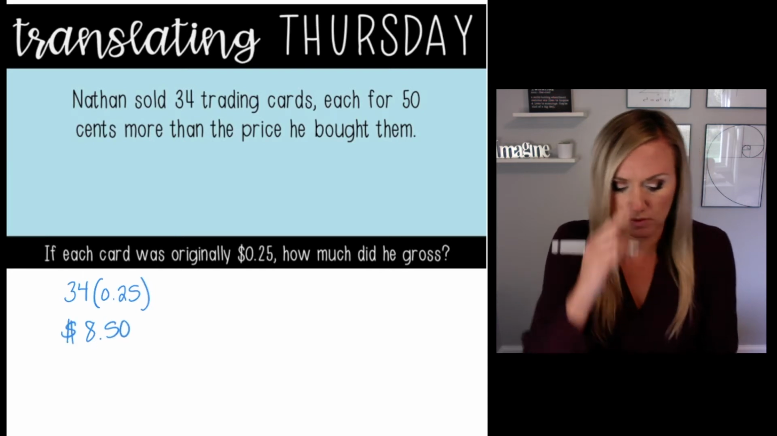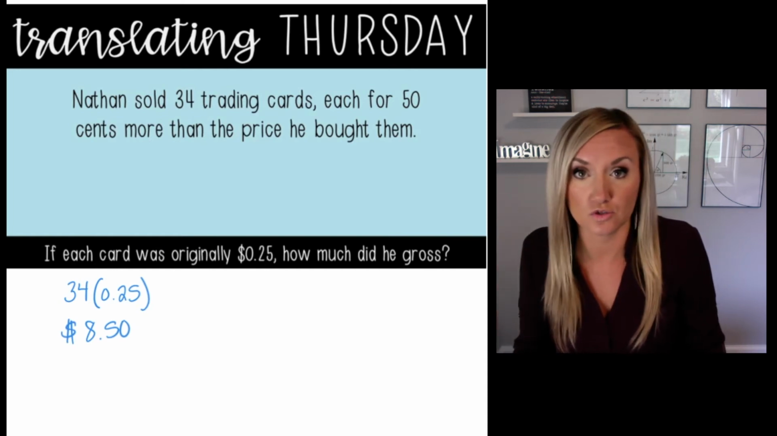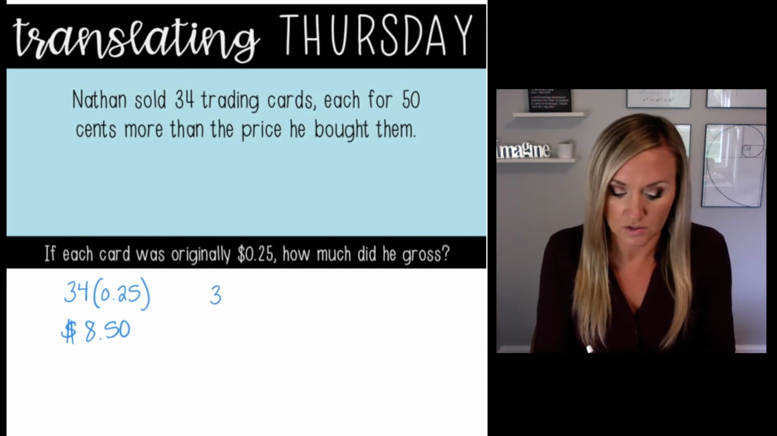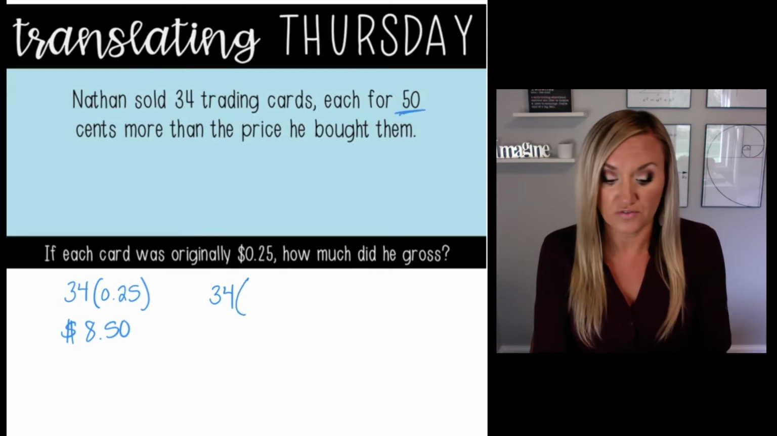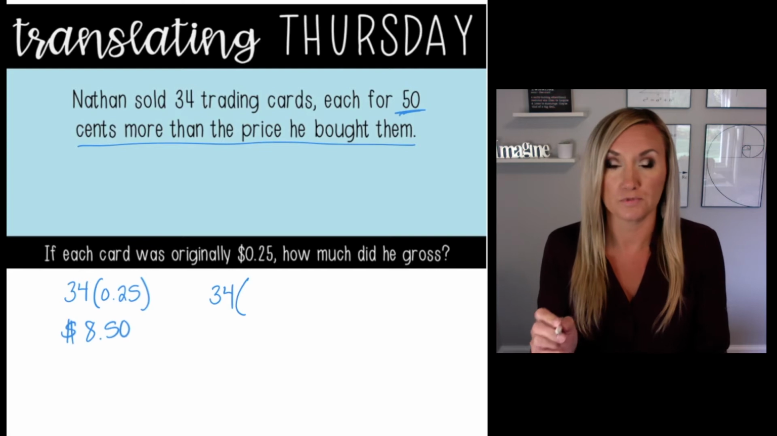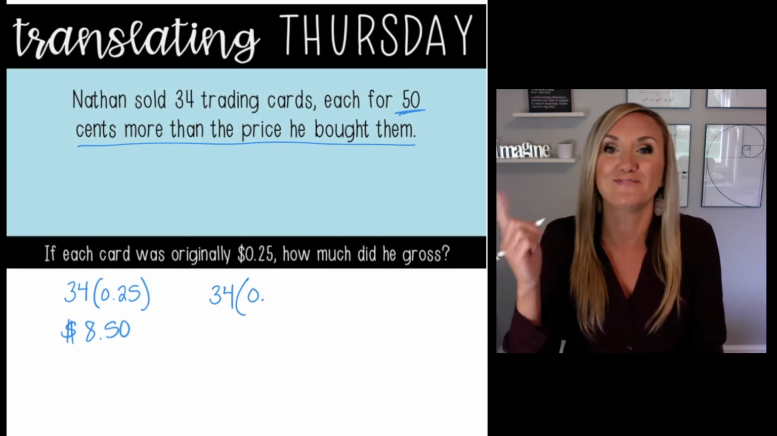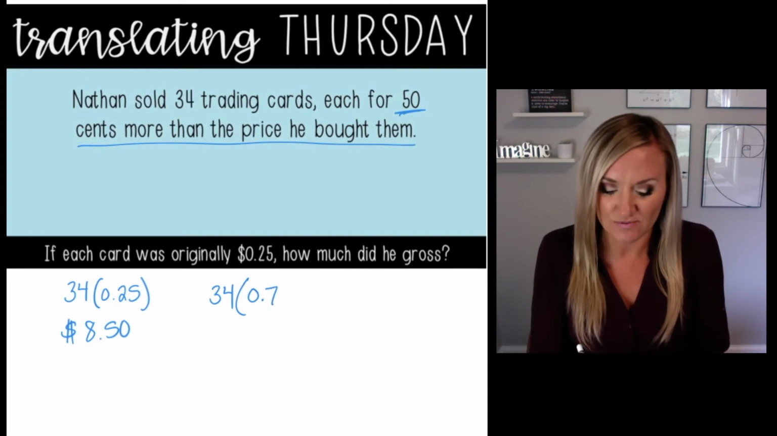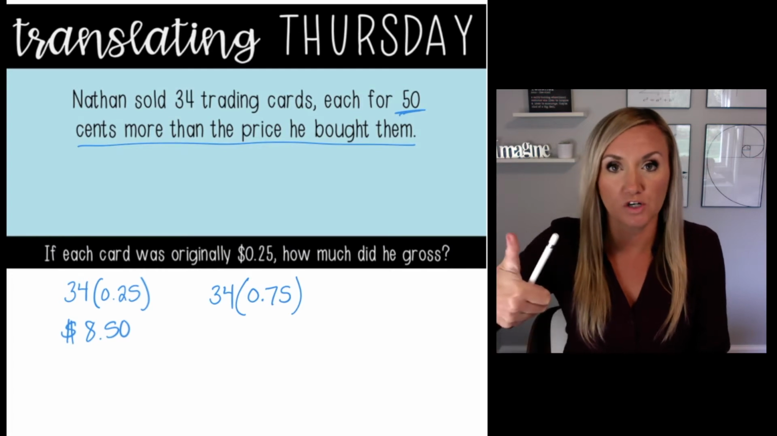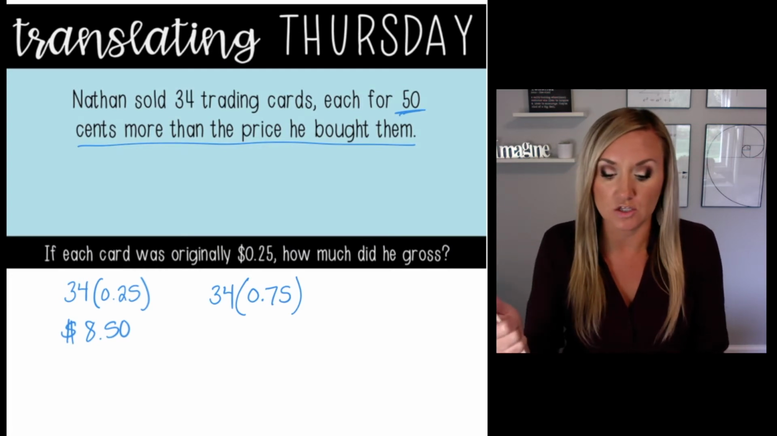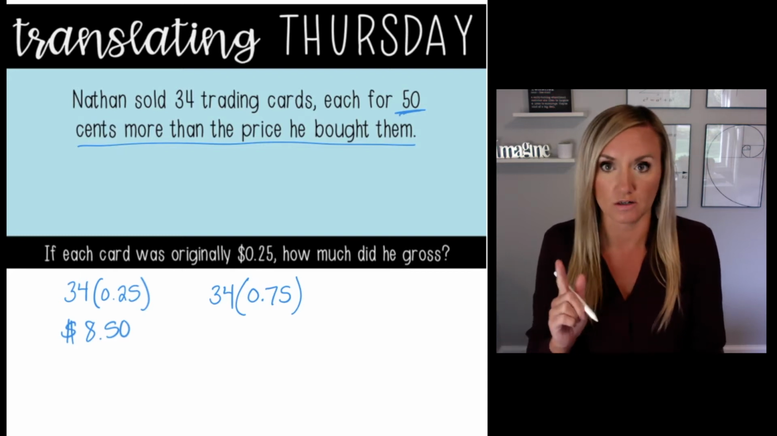So that's how much he paid for these 34 cards. Then he turned around and sold them. He took all 34 cards and sold them for 50 cents more than he bought them. If he bought them for 25 cents, that means he sold them for 75 cents. Let's think about that for a second. He bought them for a quarter, 25 cents. Then he sold them 50 cents more than what he bought them. So that's 75 cents a card.